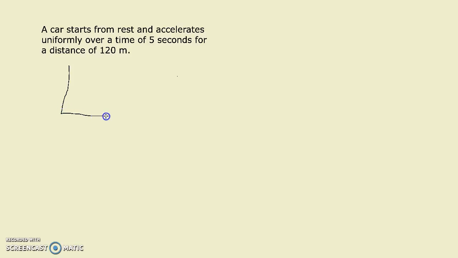So we have velocity and time. This time we're starting from rest and we're accelerating at a constant rate for 5 seconds. So this is 5 seconds. We know that our initial velocity is 0. We know the time that has elapsed is 5 seconds. And we know that it's going to travel 120 meters.